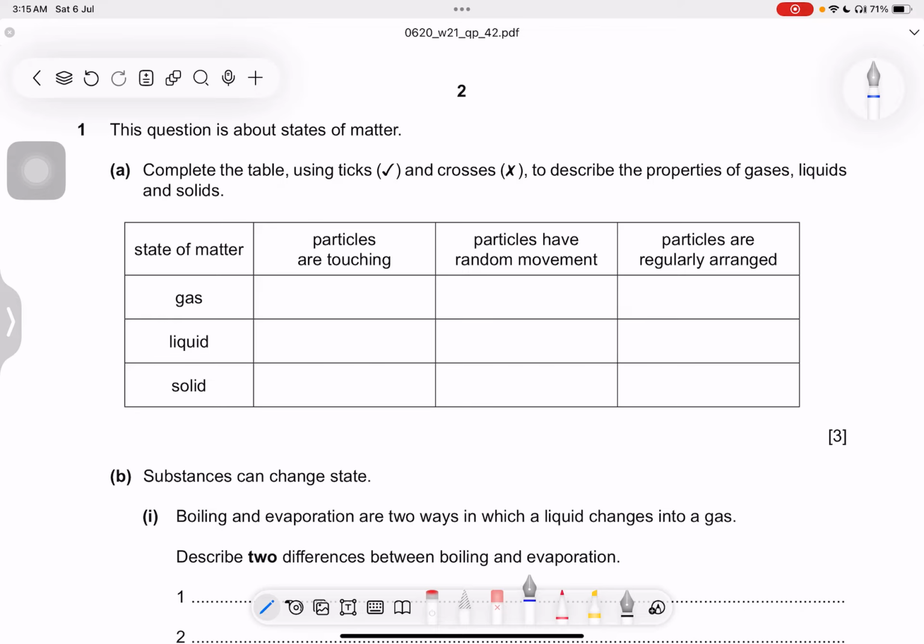Okay, so the particles are furthest apart in gases and they do not touch. Whereas particles are not that far apart in liquids and they touch, whereas in solids they're tightly, regularly arranged and closely packed. Particles have random movement. In solids, of course, we know the particles only vibrate, they cannot move. In liquids they can move randomly, and so in gas. Regularly arranged, I just told you, only solids are regularly arranged.